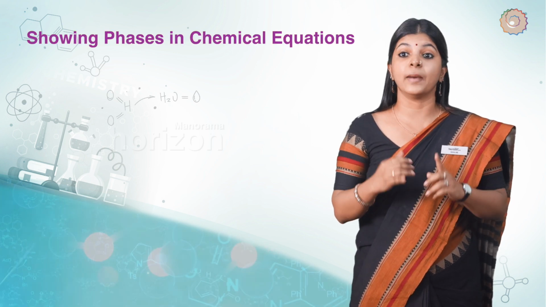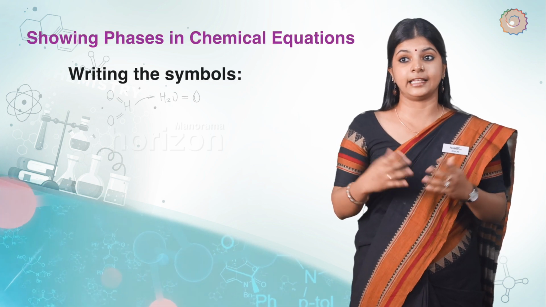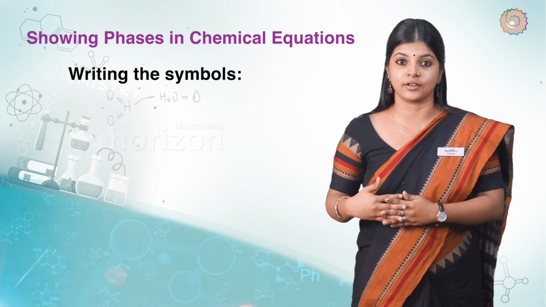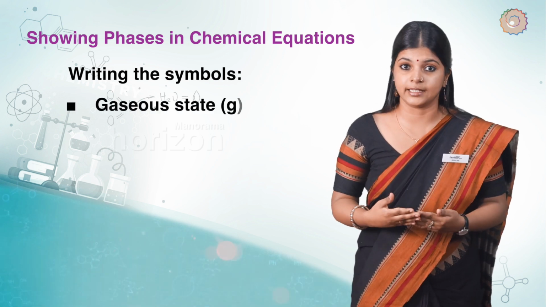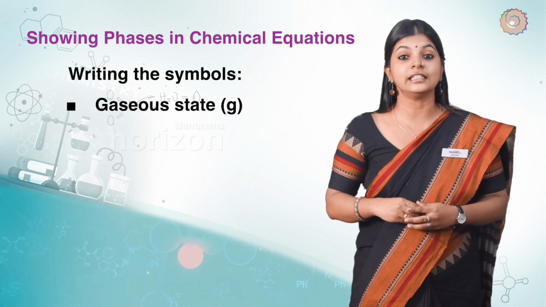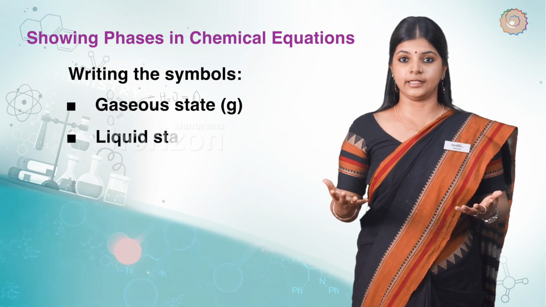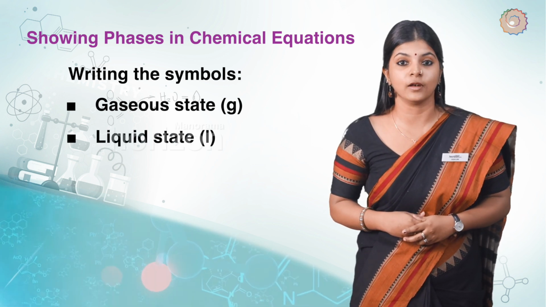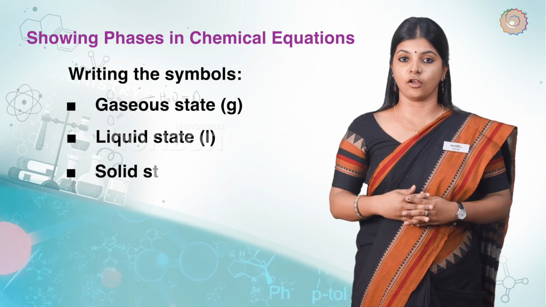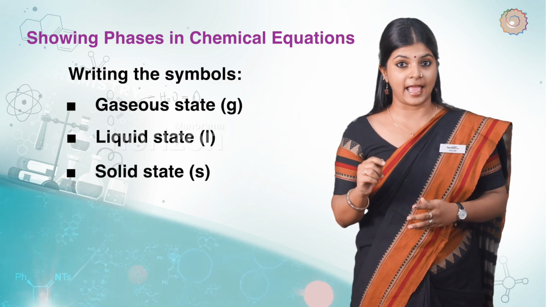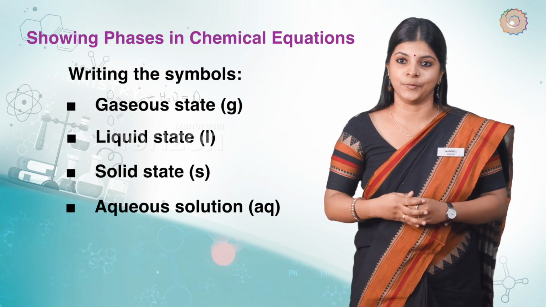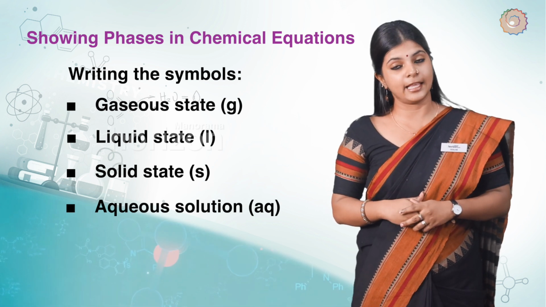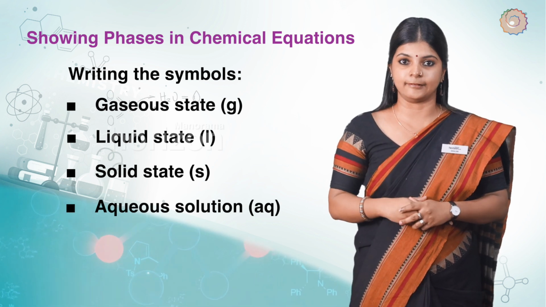You can make chemical reactions more informative by writing the symbols of physical states of substances in a chemical reaction. That is, if the reactants or products are in the gaseous state, you can use the small symbol g. If it is in the liquid state, you can use the symbol small l. If in solid state, you can use the symbol s, and if in aqueous state, you can use the symbol aq. So thereby making the equation more informative.